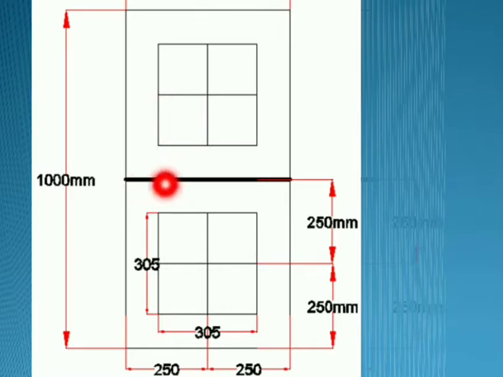Now this dark line which I have drawn is the center line of the section, which is at a depth of 500. Now the cables are located at a distance of 250 from the top and 250 from the bottom, which I have mentioned here. Here also, if you want, you can write 250 and 250. So here will be cable number 1 and this will be cable number 2. 305 and 305 is the plate dimensions.